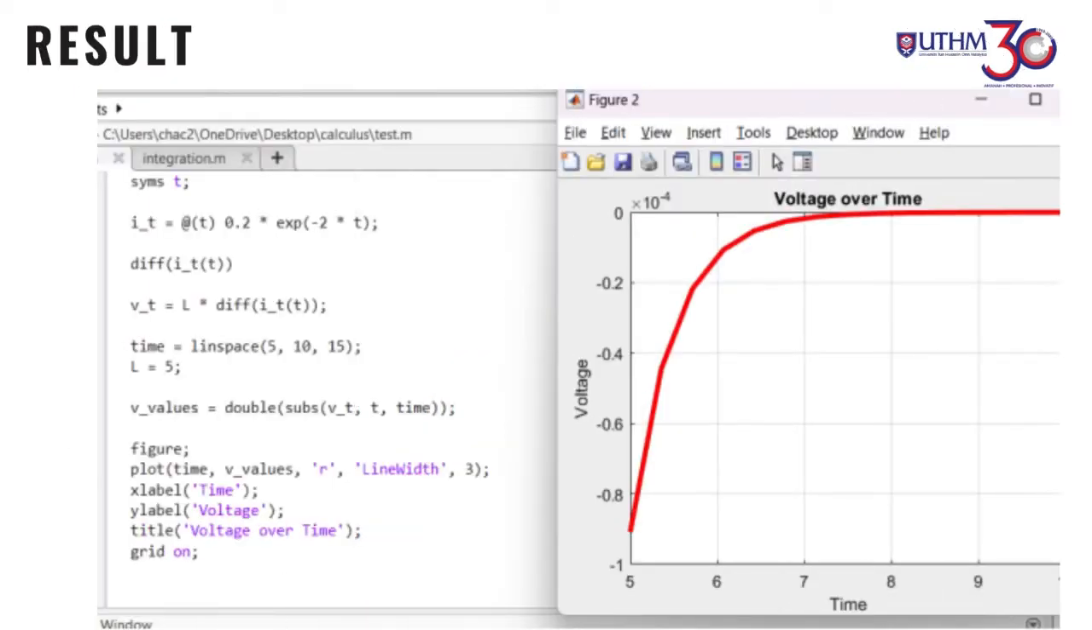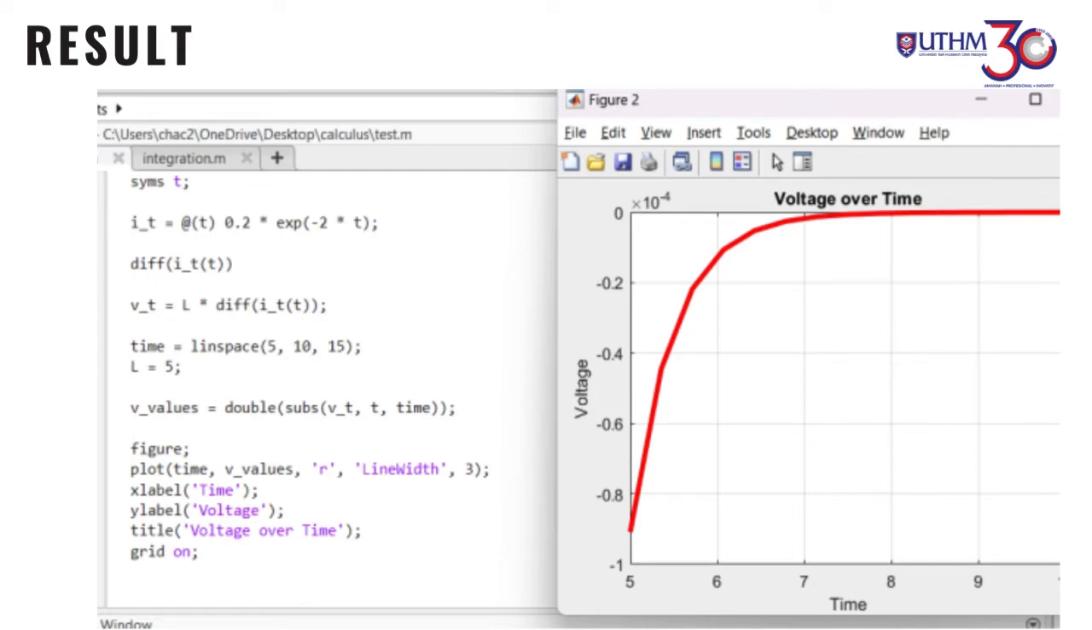So we can get the answer, negative 2 times exponent power negative 2 times 5 over 5. For the result, the left hand side is showing all the coding in MATLAB. The times given by the question are 5, 10 and 15 seconds, so we need to put them in MATLAB to help us calculate the voltage value. The question also gives the inductance value, so we also need to put it inside the MATLAB coding as a constant. After that, we substitute all the values into the voltage formula, and MATLAB will calculate the value of the voltage.